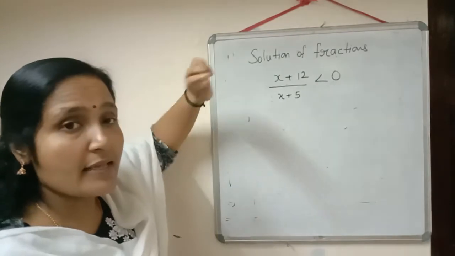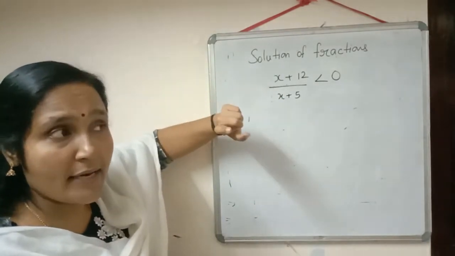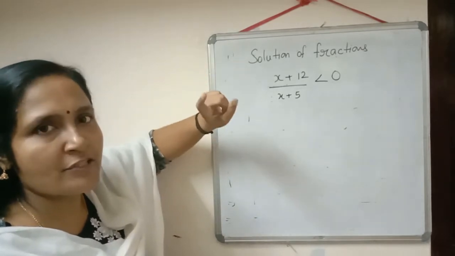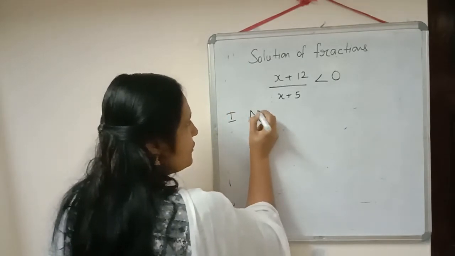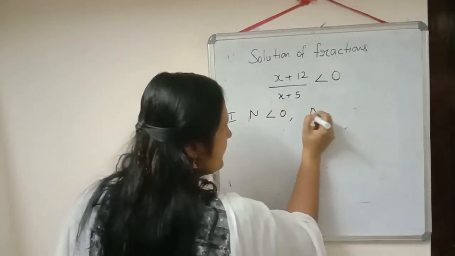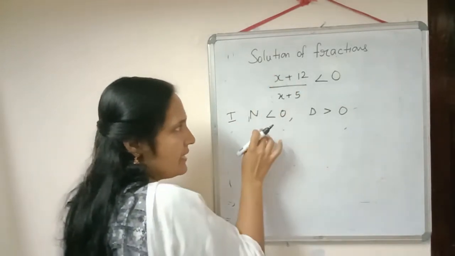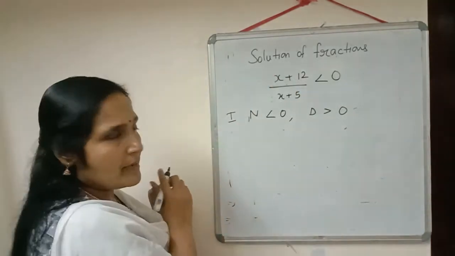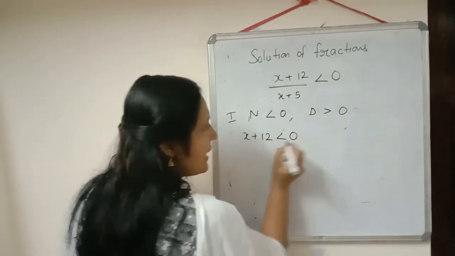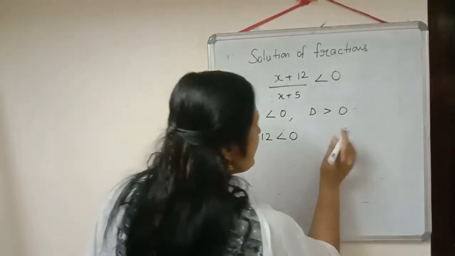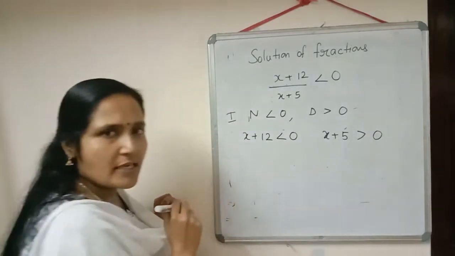So when we are saying the rational number is negative, either the numerator or the denominator should be negative. So I am taking the first case as numerator negative and denominator positive. Numerator negative means numerator is smaller than 0, and denominator positive means denominator is greater than 0.